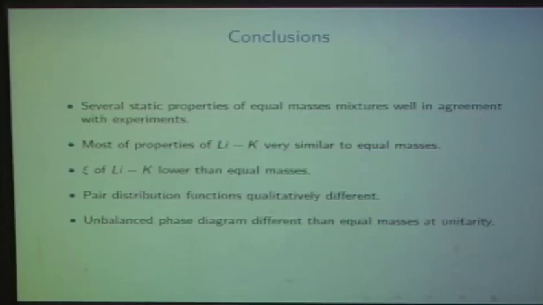And finally, I tried to show and describe the phase diagram of unbalanced systems, showing that it is qualitatively different from equal masses at unitarity. So it should be interesting to look at this phase diagram at different coupling strengths, as was done for equal masses, and to try to see if there is some new physics.